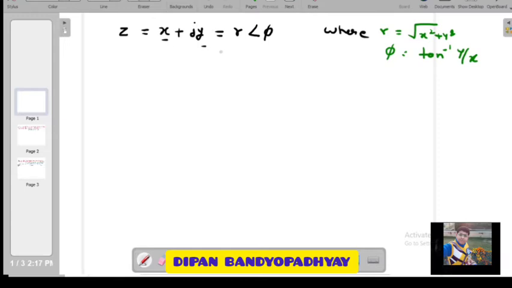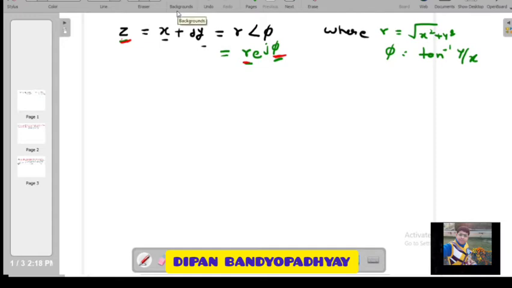Or you can represent this Z in the form r e to the power j phi, where e to the power j phi, you know, is basically cos phi plus j sin phi. So this is a phasor which has an amplitude r and a phase phi. A phasor can be represented in rectangular form or in polar form.